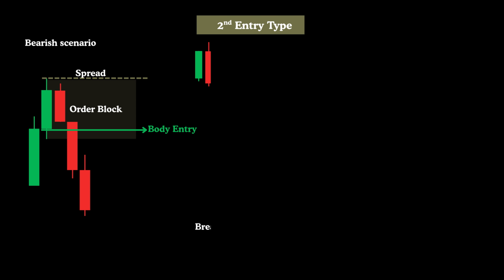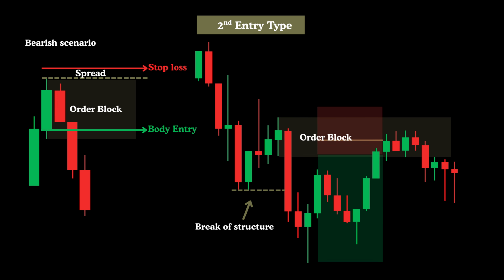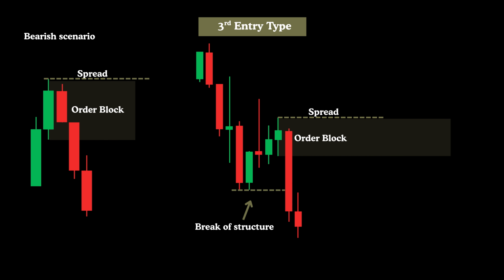2. Body entry. In this approach, the entry is based on the body of the order block candle. Sell scenario: stop loss is still placed a spread size above the highest wick of the block. This method offers a tighter stop loss compared to the wick entry, potentially improving the reward-to-risk ratio. However, the tighter entry increases the risk of missing the trade, as price may only tap the wick without reaching the candle body.